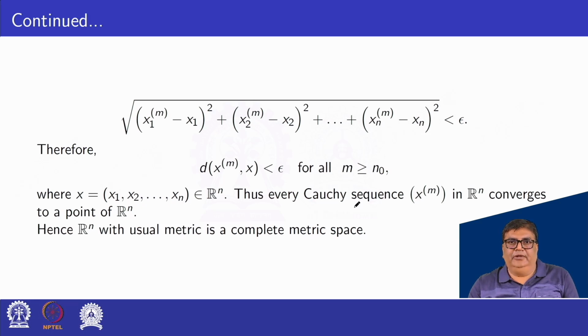Thus, every Cauchy sequence x_m in R^n converges to a point of R^n. This is the convergent point x, which belongs to R^n. Hence, R^n with the usual metric is a complete metric space.